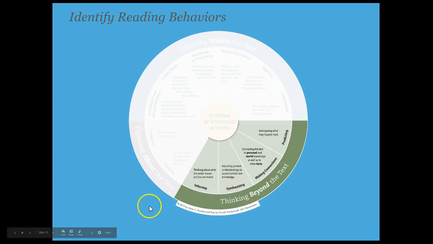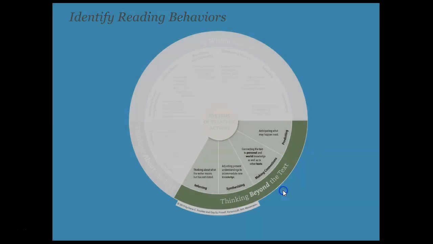So synthesizing that new information with what they already know. And then inferring, reading between the lines, what the author is maybe intending but just hasn't stated. So that is thinking beyond the text.